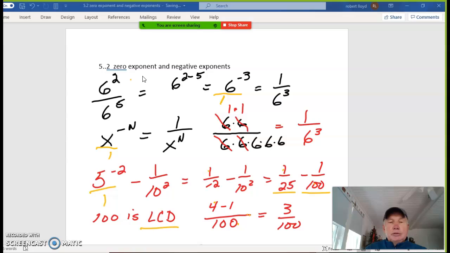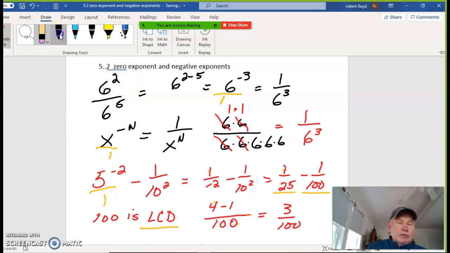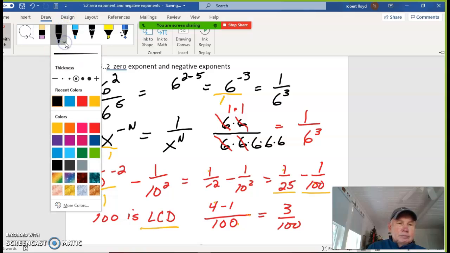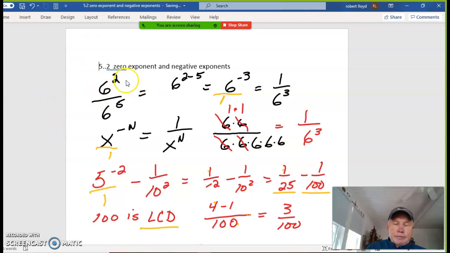Okay, continuing on with exponents, the zero exponent and negative exponents. So we know that when we divide, we subtract the exponents. And we do that by going from the top down. So when we subtracted 2 from the 5, we end up with a negative 3. So the negative 3 has to change position in order to make it positive.